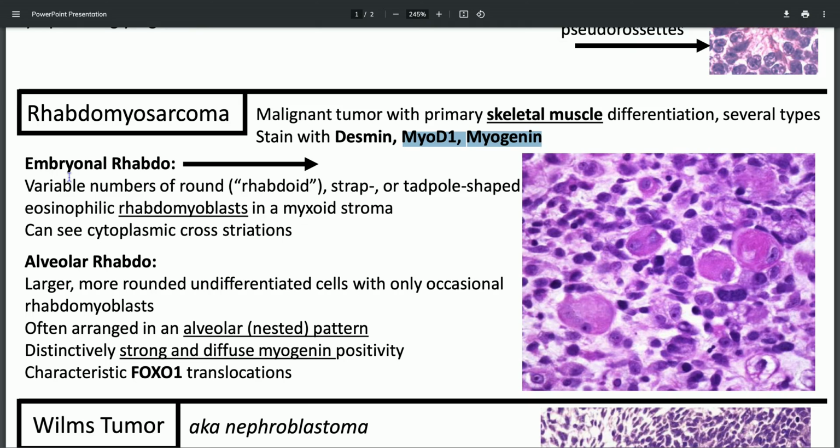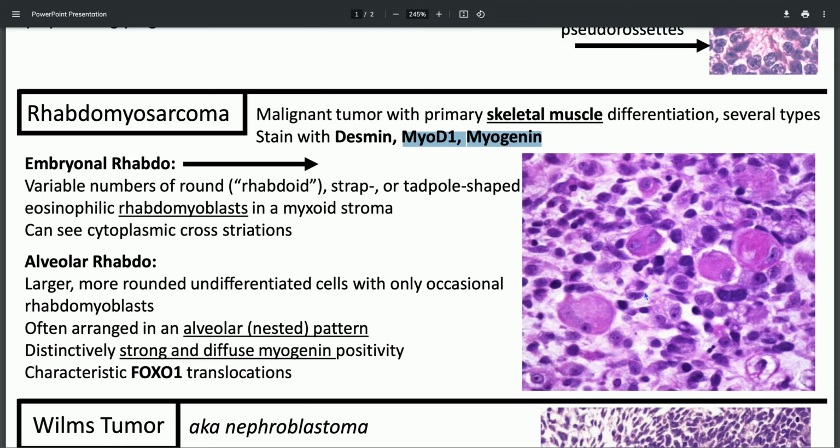So embryonal rhabdomyosarcoma, you'll have round rhabdoid cells. Sometimes they can be strap-like, like your belt strap, or tadpole shaped. They'll be eosinophilic and often in a myxoid stroma. If you look closer, sometimes you can see the cytoplasmic cross striations.